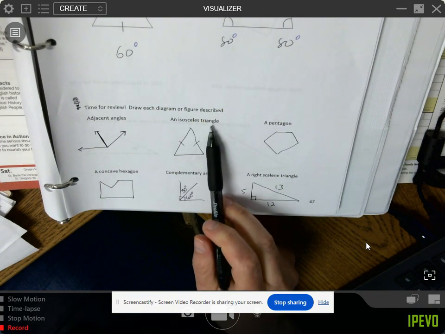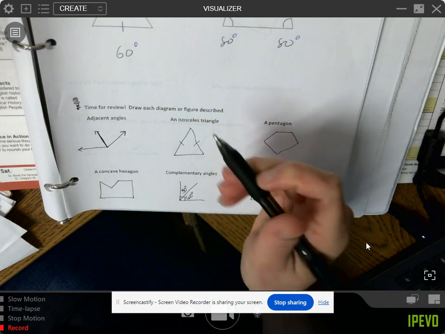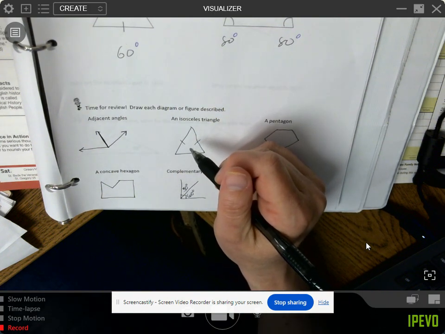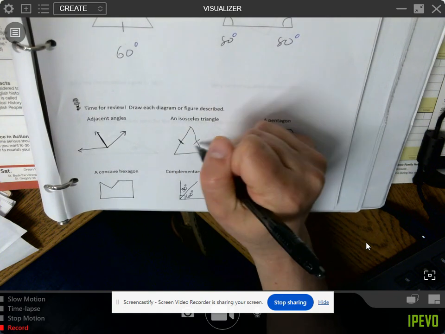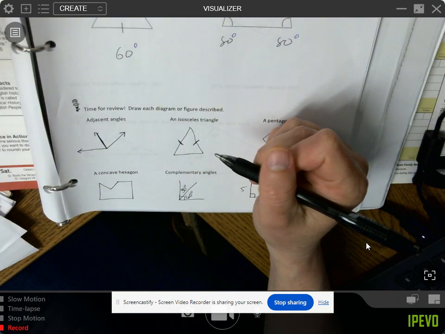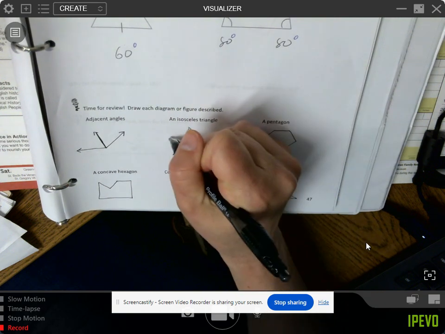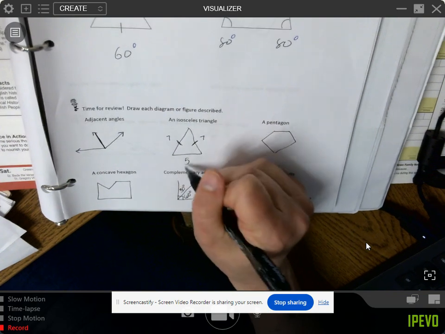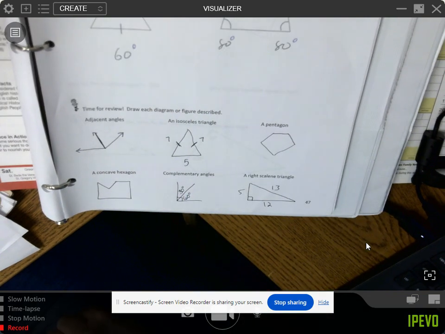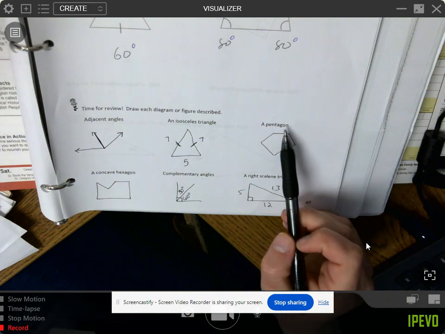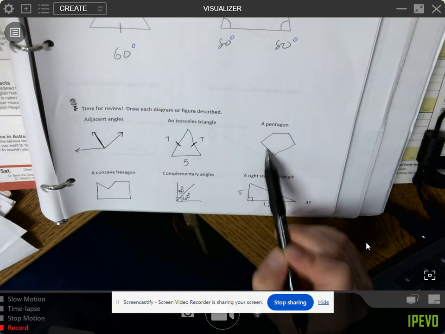For our isosceles triangle, you must not just draw a triangle. You need to prove that it is an isosceles. So two angles are congruent. Two sides are congruent. You can show that by our notch marks. You could show that by the measurements being two are the same and one is different. Either way is acceptable.